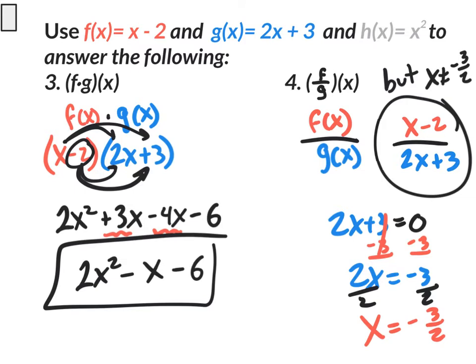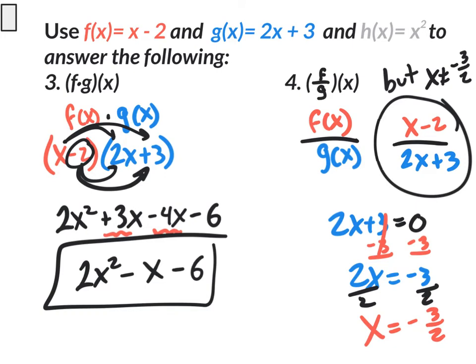So to get full credit, you need to write this answer, and you also have to state that x cannot be negative 3 halves, okay? Now, of course, if you didn't have the 2, if it were just x plus 3, you would say x cannot be negative 3. But because you have a 2 out here, you set it equal to 0, find out that answer, negative 3 halves. State both of them to get full credit.